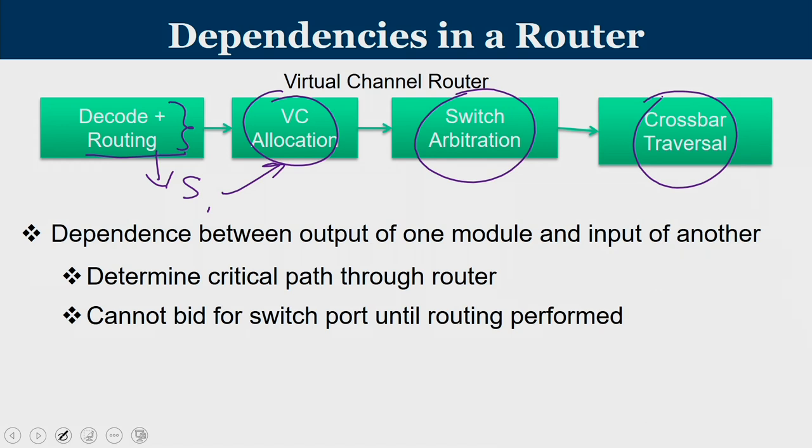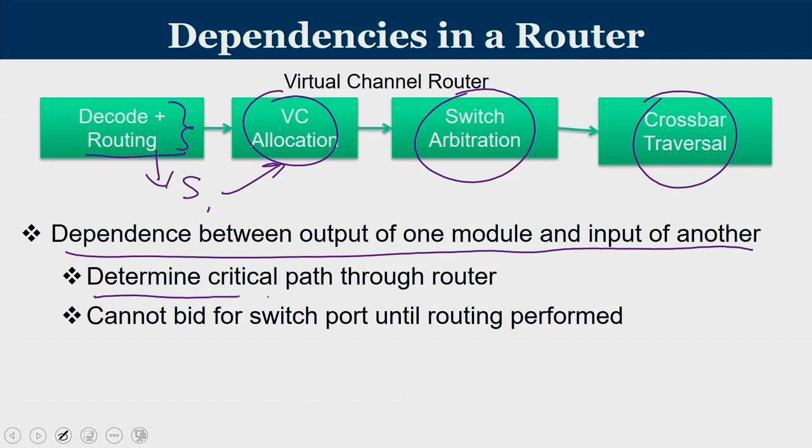So, the dependency is that I can perform virtual channel allocation only if the routing is over. Similarly, switch allocation can be done only if the VC allocation is over. Similarly, I can travel through the crossbar only if I am allocated the switch. So, the dependencies between the output of one module and the input of another are shown in this diagram.